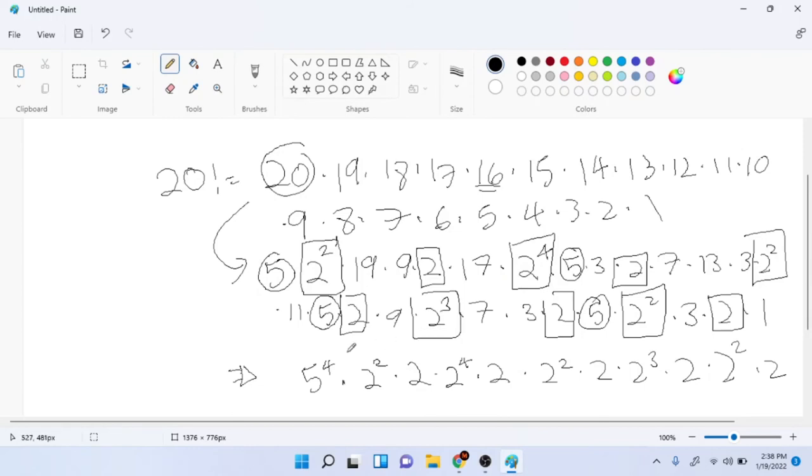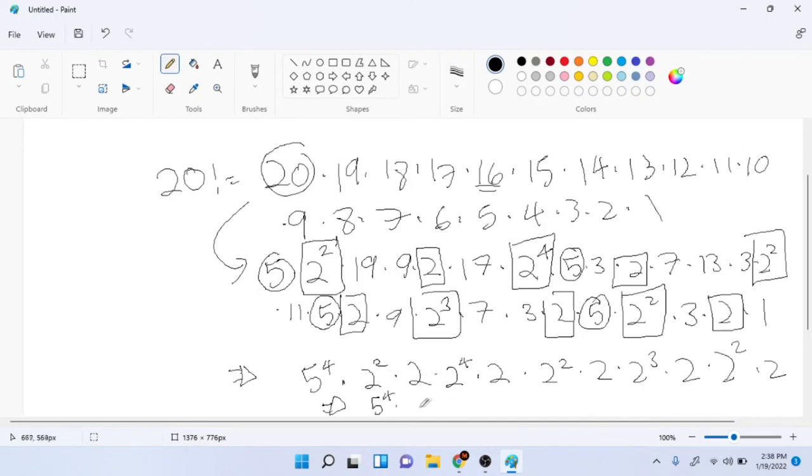We're mostly focusing on powers of 5s and 2s, because that's how you make 10, right? Okay, so now that we have that, let's just add up all the powers of 2s to make this more simplified. So this is equal to 5 to the 4th times, let's just add up all the powers.